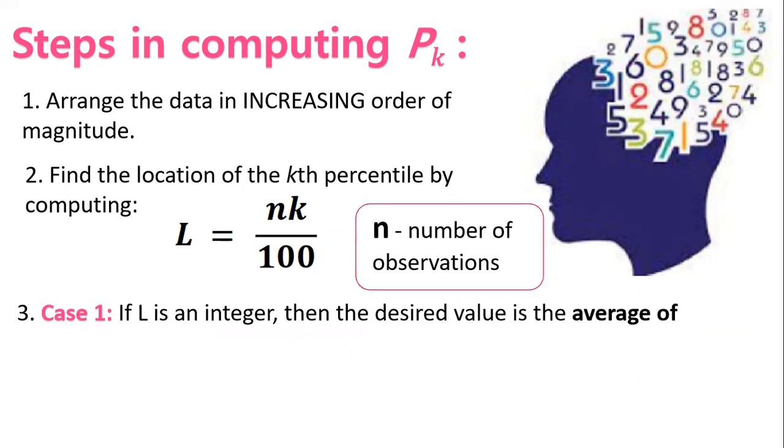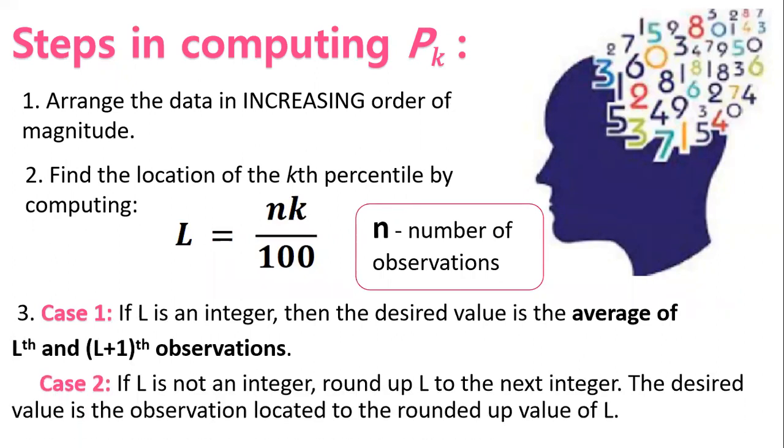The first case is L is an integer. When L is an integer, then the desired value is the average of the L and L plus 1 observations. In the second case, if L is not an integer, you round up L to the next higher integer. The desired value is the observation located at the rounded-up value of L.